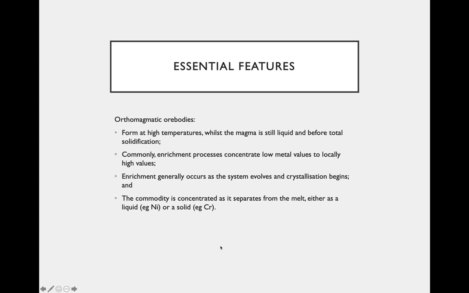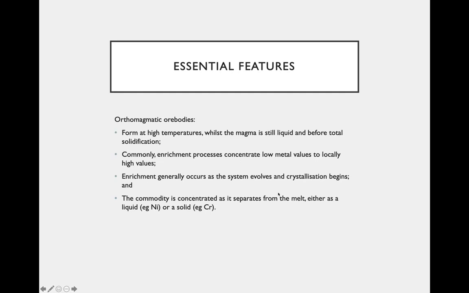So, essential features of a magmatic ore body. It forms at high temperatures while the magma is still predominantly liquid, and so we haven't led to significant crystallization. Remember, it's a spectrum. We start at the liquidus, so we go from fully liquid, 100% liquid, down to the solidus, which is 100% solid, and we need to be at that higher end where we have predominantly liquid.